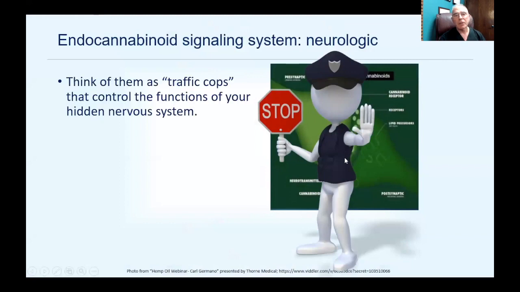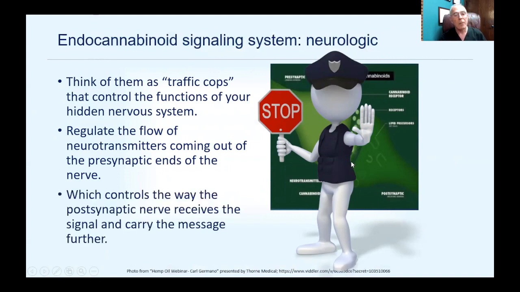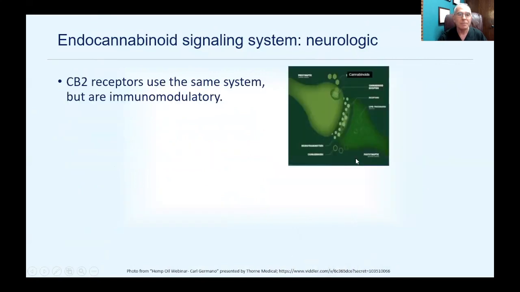It's sort of like having a traffic cop to control the function within your nervous system. We'll call it the hidden nervous system, because we really didn't know about this until maybe 10, 20 years ago. It's pretty amazing stuff. And it regulates the flow of the neurotransmitters coming out of the presynaptic ends of the nerves, which then affects the postsynaptic nerve reception of these signals to then carry it, but it's modified by the endocannabinoid system.